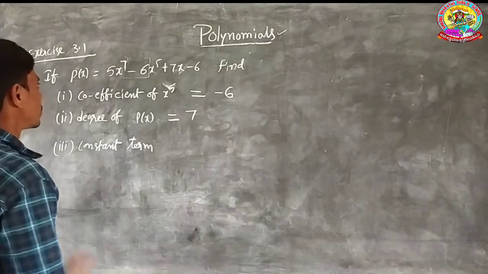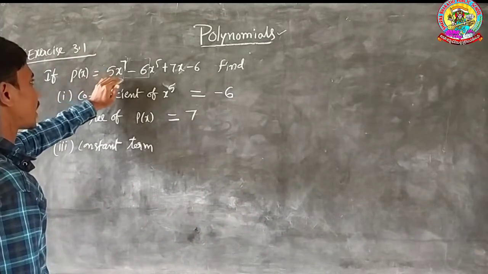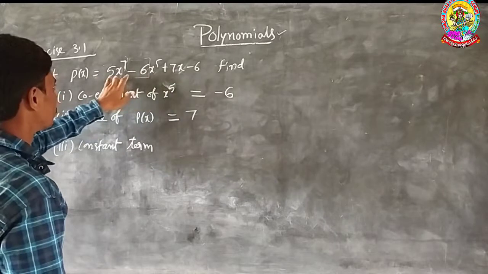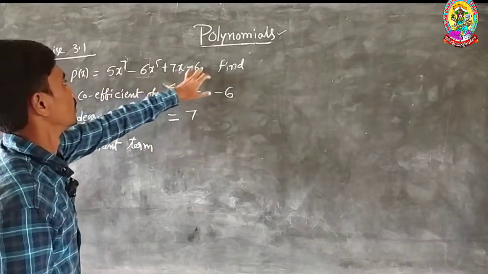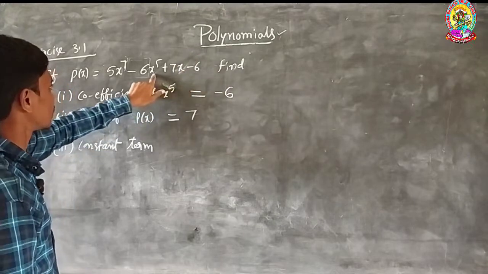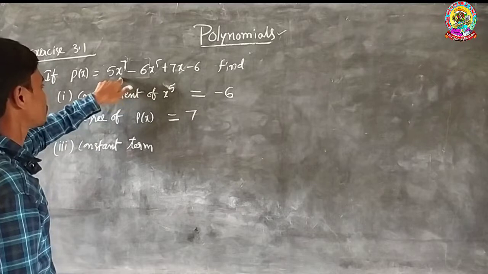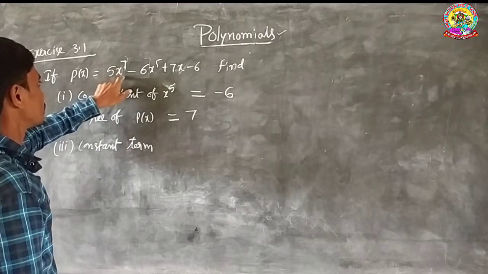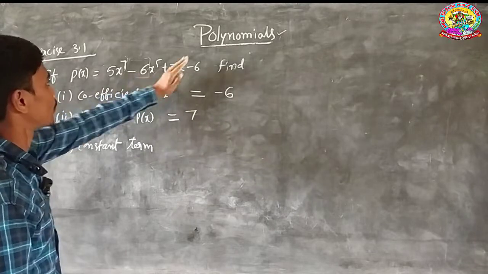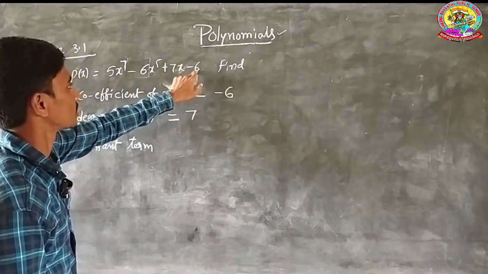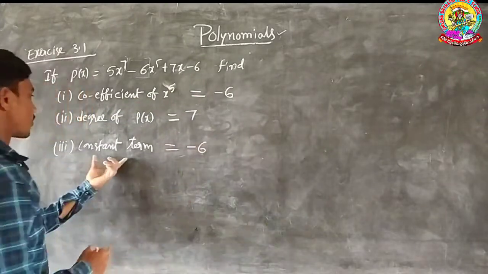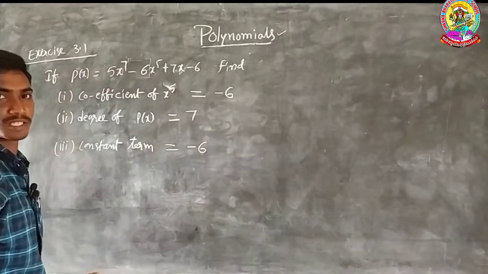Constant term means the term which cannot be changed in any situation, that is called a constant term. What is the constant term here? Minus 6 is the constant term, because all the remaining terms contain variables, which means they can change by the values taken, but this term is constant because it is a numerical term. So minus 6 is the constant term in the expression.